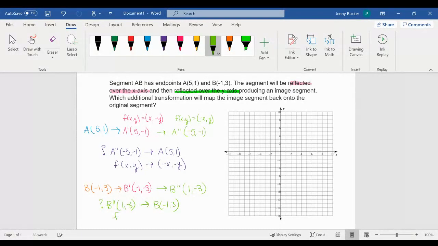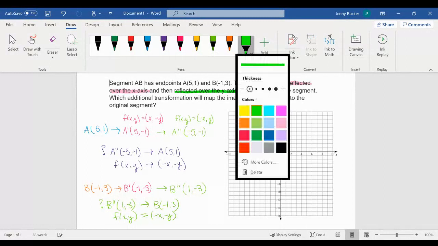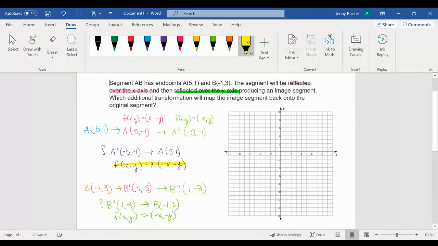So that function rule is f(x, y) equals, I could do the opposite of x and the opposite of y. So I get the same function rule to map A double prime back to A and B double prime back to B. F(x, y) equaling (-x, -y), or opposite of x, opposite of y, is equivalent to a rotation of 180 degrees about the origin.